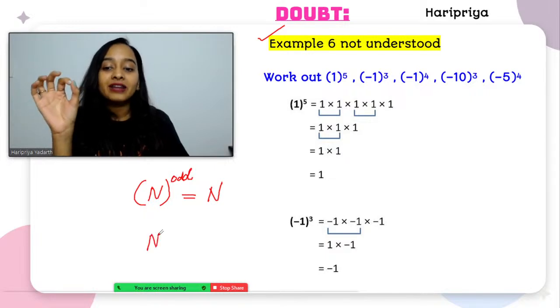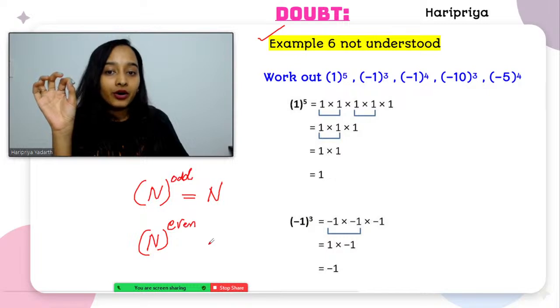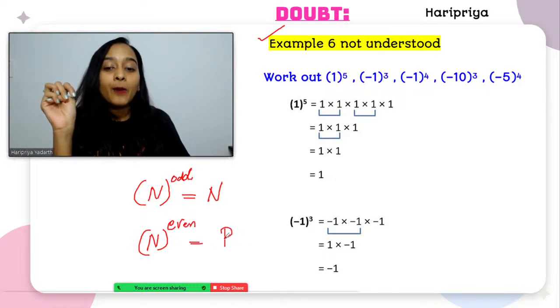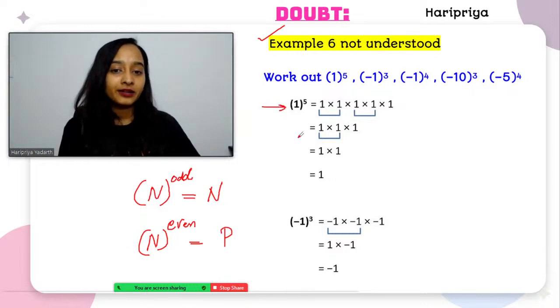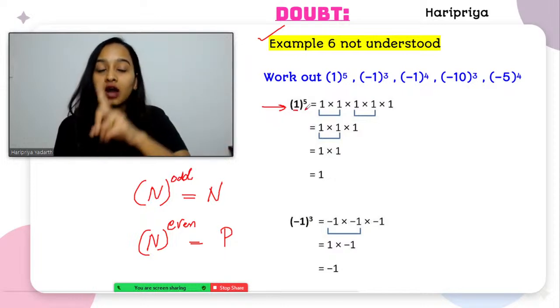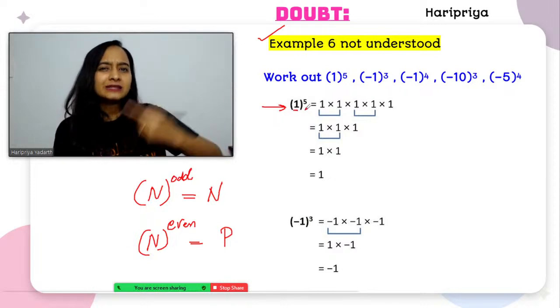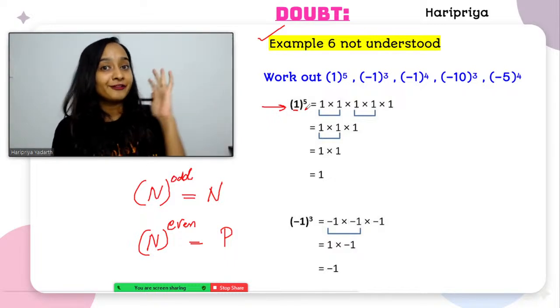If you have a negative number to the power an even number, the answer will be a positive integer. Now, look at the first example here: 1 to the power 5. The base is not a negative number, so you're just multiplying 1 with itself 5 times.